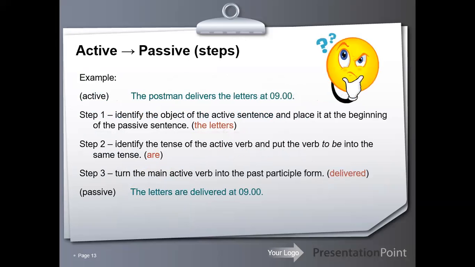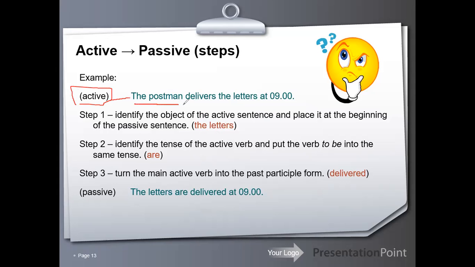Okay, then we have some more info in here. Now, active, passive. Example: the postman delivers the letters at 9. Active or passive? It's active, right? This one is active.